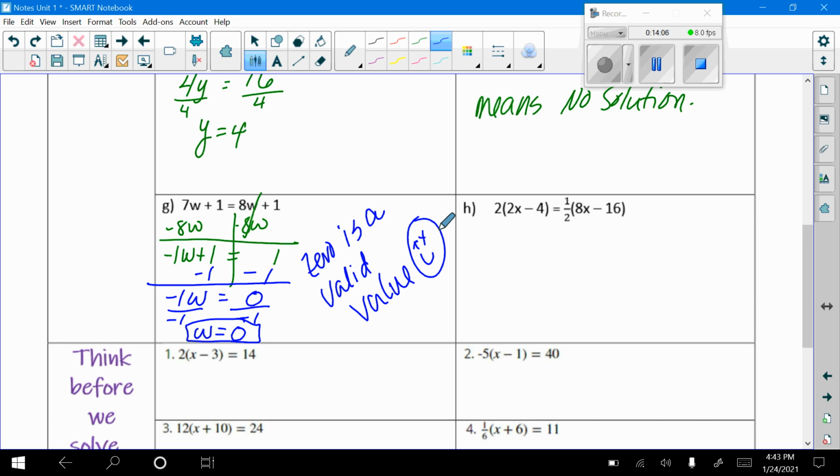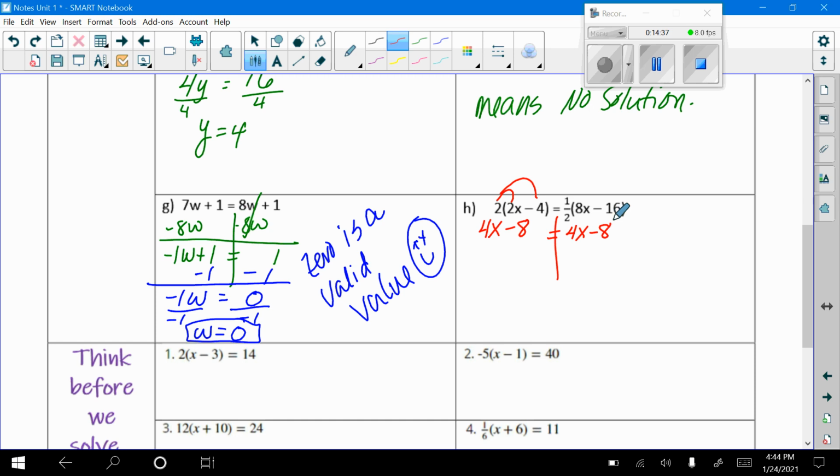So here I am, H. This one has some distribution on both sides. I'm kind of mixing it up here a little bit. So 2 times 2x is 4x. 2 times negative 4 is negative 8. Equals half. Multiply the top. So 1 times 8 is 8 divided by the bottom 2. So 8 divided by 2 is 4x. 1 times negative 16 is negative 16 divided by 2 gives me negative 8.